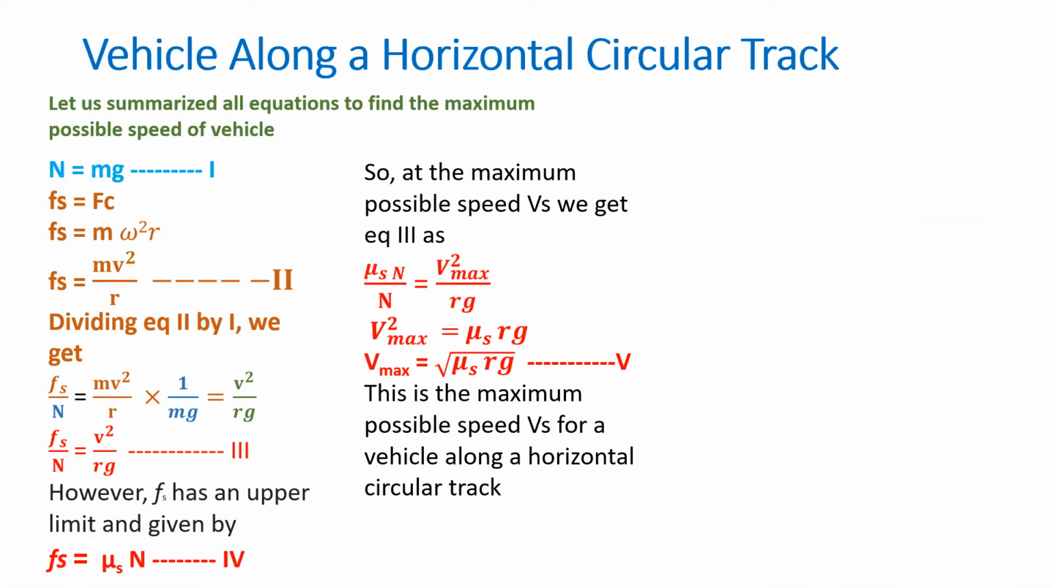Let us summarize all the equations to find the maximum possible speed of a vehicle which is moving along a horizontal circular track, which is equal to V maximum is equal to square root of mu s R g.